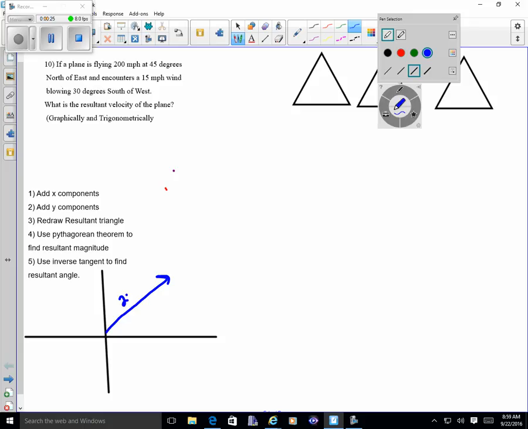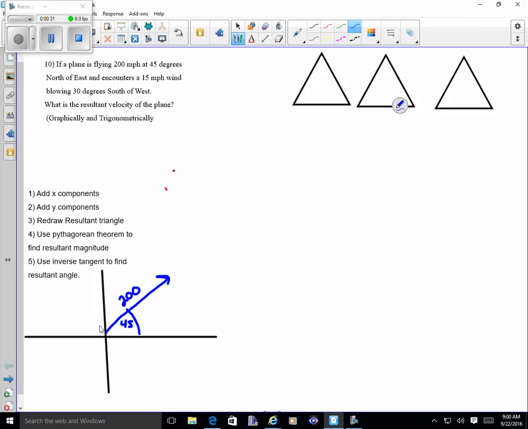Okay. And I'm also going to draw the wind vector. It's kind of a 15 mile an hour wind blowing 30 degrees south of west. Well, here's west over here. So going to the south means this way. So I'm going to go like 30 degrees south of west, which would be something like that. Again, I'm not drawing it to scale. So this is a 15 here.